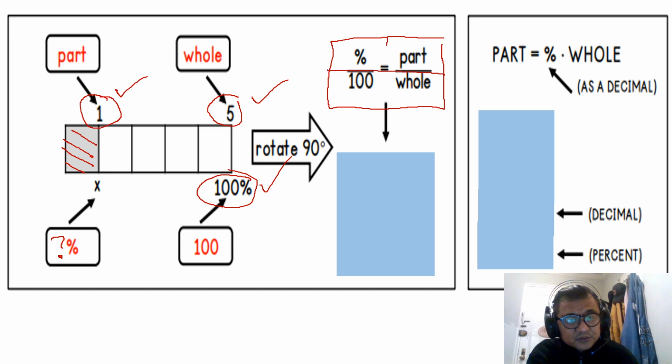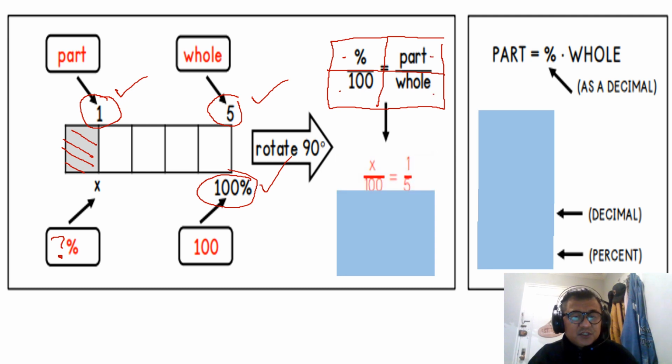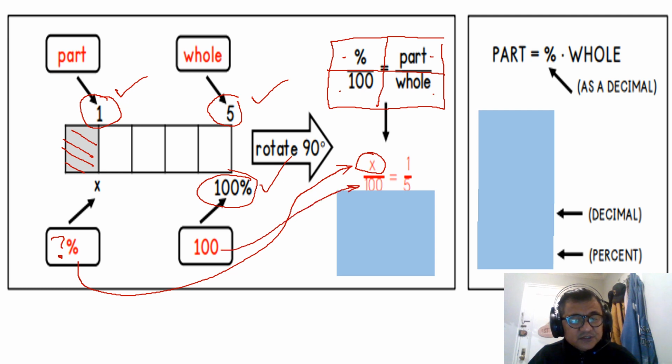This is the chart that you would always use. Percent over 100 equals part over whole. So let's look at our chart. The percent, I don't know. See that? I don't know this. That's my x. Over 100, it's always over 100. The part that I know is the shaded part. That is 1. 1 goes on top. And the whole is 5. See that? Where did I get those numbers? From our chart above. I just followed and plugged in the numbers.